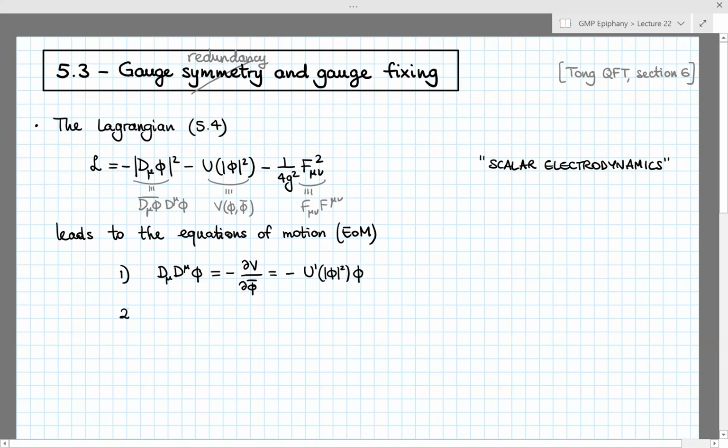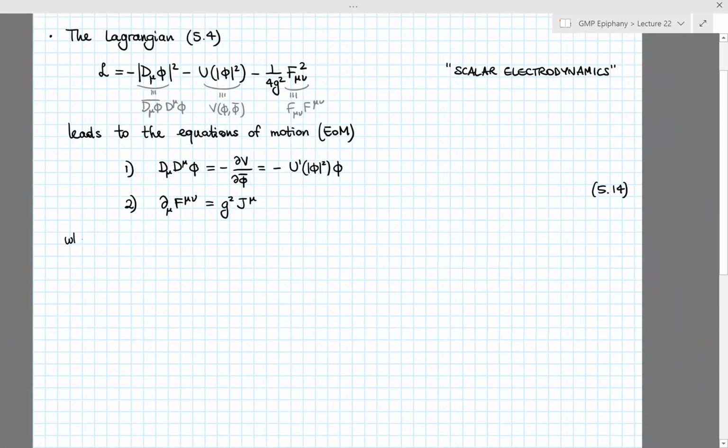And similarly, there is an Euler-Lagrange equation for the gauge field, which is simply the partial derivative with respect to x^mu of F^mu nu is equal to g squared j^nu, not the capital J here, where capital J^mu is i phi-bar covariant derivative D^mu of phi minus phi covariant derivative D^mu of phi-bar, which is equal to the conserved current of the theory with the U(1) global symmetry, small j^mu.